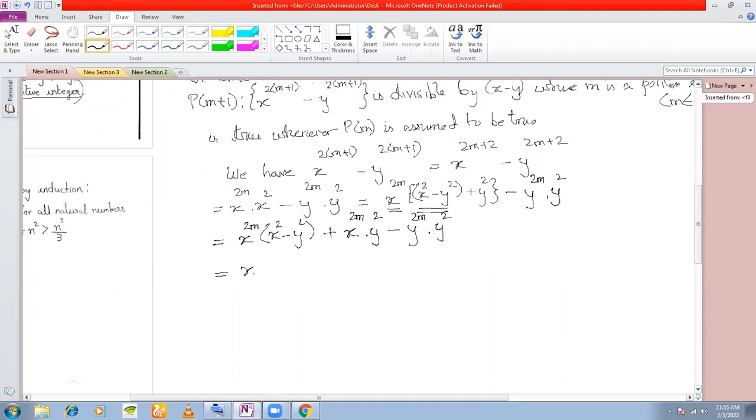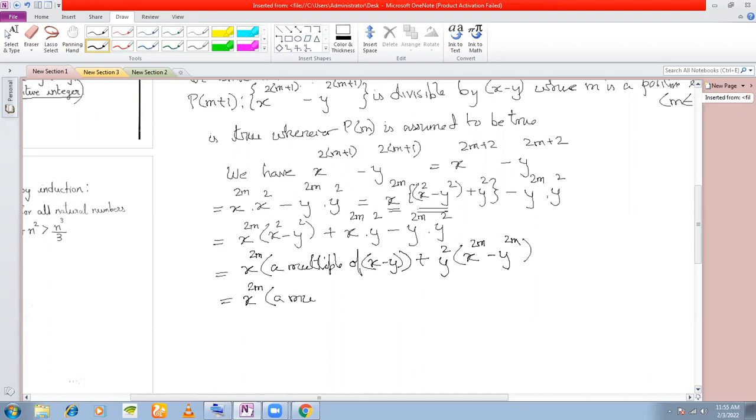Which is equal to x to the power of 2m into, now this, if you see, x to the power of 2m, because P1 we have already checked, it is true. That means x to the power of 2m into, this is a multiple of x minus y, right? And what about the second and the third term? I can take y square out and write this as x to the power of 2m minus y to the power of 2m, right?